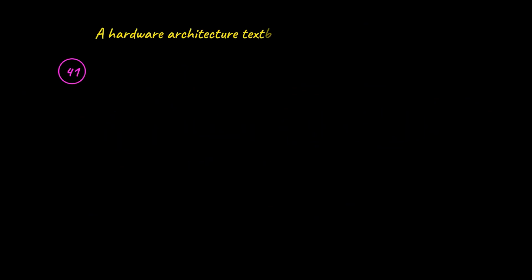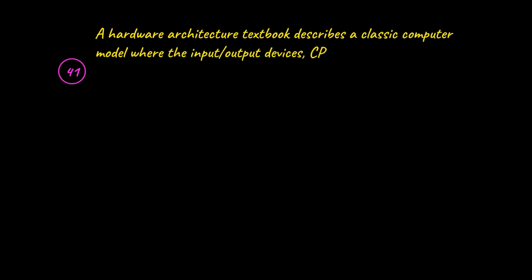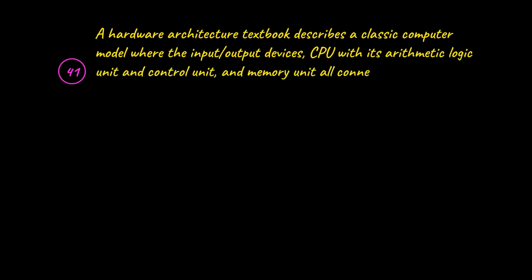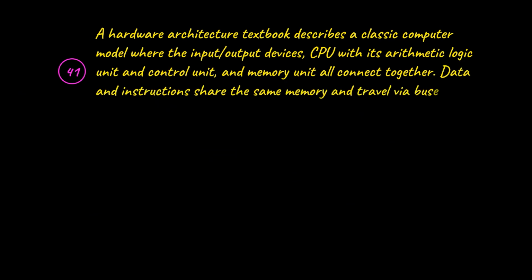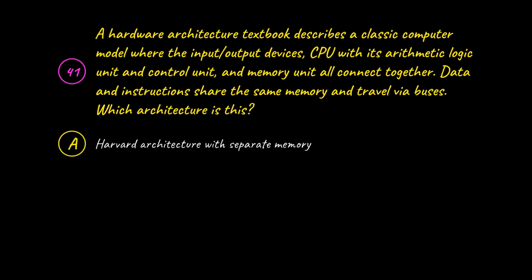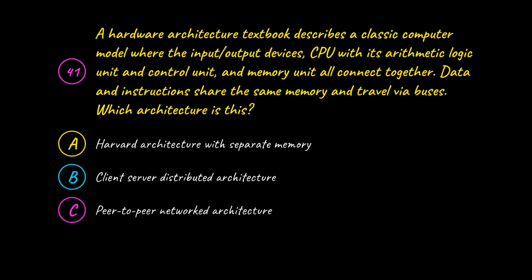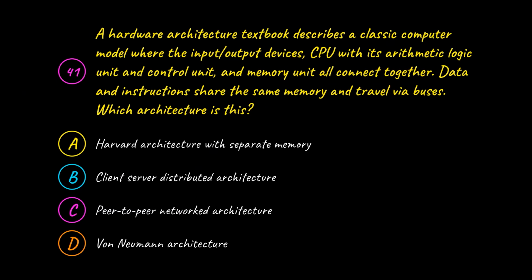Question 41. A hardware architecture textbook describes a classic computer model where the input-output devices, CPU with its arithmetic logic unit and control unit, and memory unit all connect together. Data and instructions share the same memory and travel via buses. Which architecture is this? Your options are A. Harvard architecture with separate memory, B. Client-server distributed architecture, C. Peer-to-peer networked architecture, D. Von Neumann architecture. Which one is it? Pause the video if you need more time.